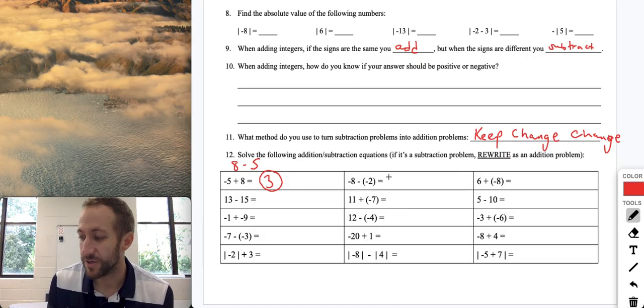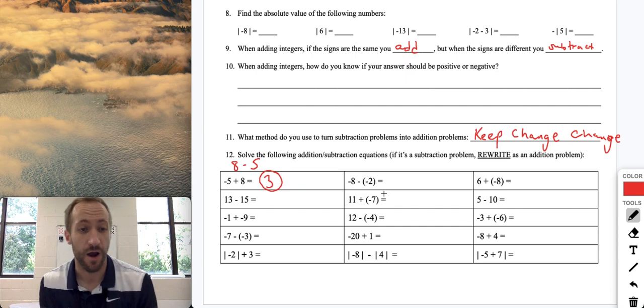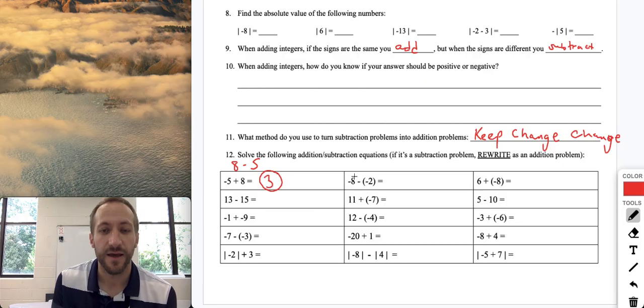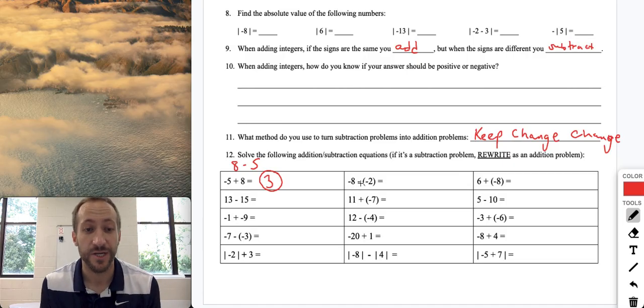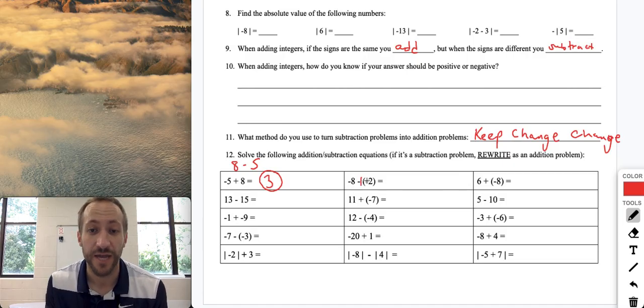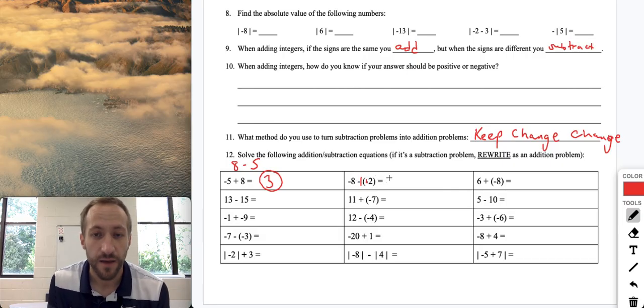Negative 8 minus negative 2. That's a lot of negative numbers, a lot of subtraction signs. It's kind of confusing and overwhelming to look at. So whenever we see a subtraction problem, we always think, instead of subtracting a number, I'm going to use that keep, change method. I'm going to keep the first number the same. I'm going to change subtraction to addition. I'm going to change the sign of the following number. So now I'm going to rewrite it. This problem is negative 8 plus positive 2.